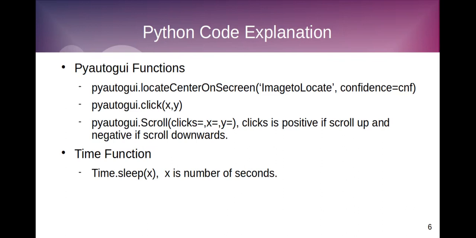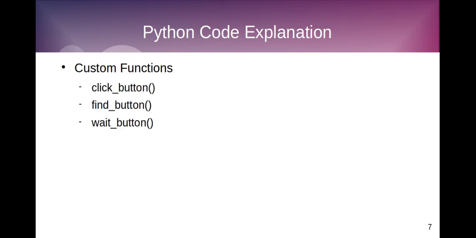PyAutoGUI.scroll is used to scroll the mouse wheel. The number of clicks determines the scroll direction and intensity, essentially for navigating through parts of the game that require vertical or horizontal movement. I've used this function in locating the dungeon mission in the daily tasks menu. Then time.sleep(x), where x is the number of seconds to pause the execution of the script. This function is crucial for managing the timing between actions, ensuring that our bot doesn't perform tasks too quickly or out of sync with the game's response time.